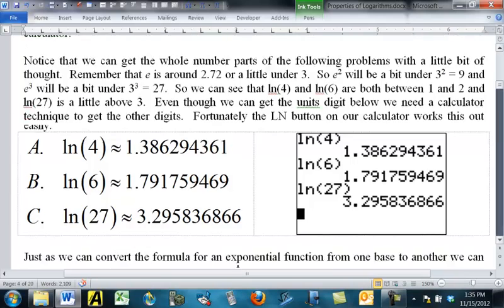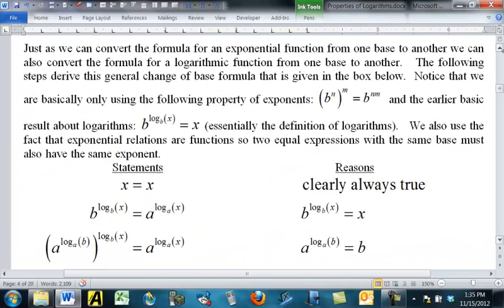Well, just as we can convert the formula for an exponential function from one base to another, we can also convert the formula for a logarithmic function from one base to another. And the key is a couple of things. We're going to derive this, and I'm going to give the statements and reasons for the proof here, but the expression that we're going to use is really mainly just two things. It's b to the n to the m power is b to the n times m. We're going to use that.